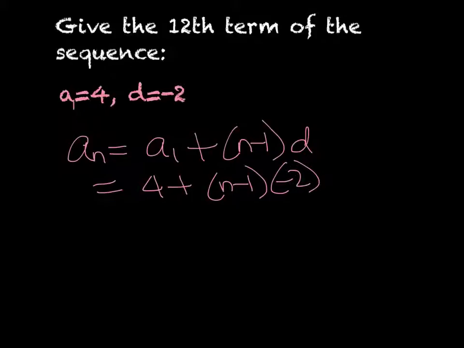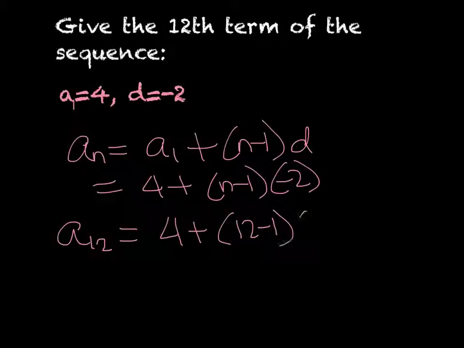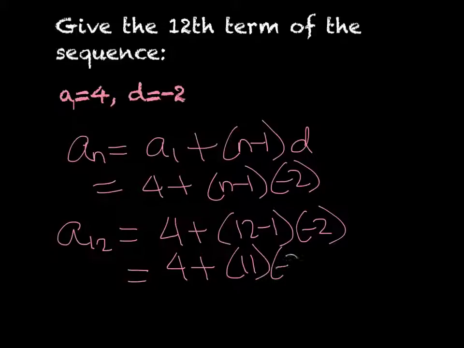negative 2. That means that the 12th term, A12, equals 4 plus 12 minus 1 times negative 2, or 4 plus 11 times negative 2, which is 4 minus 22, or negative 18.